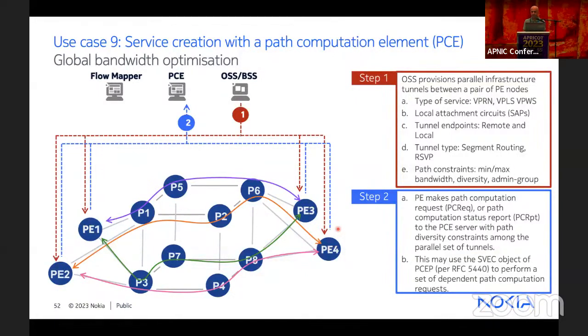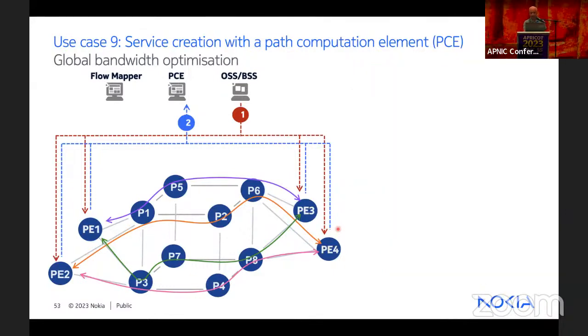So by using this global bandwidth optimization, what you can do is run algorithms on your controller that allow you to basically reroute these LSPs in an intelligent fashion so they get better utilization of your network. So that's that use case.